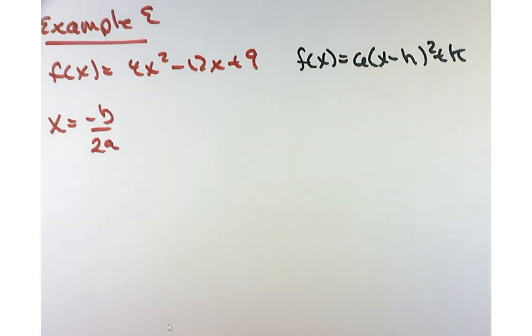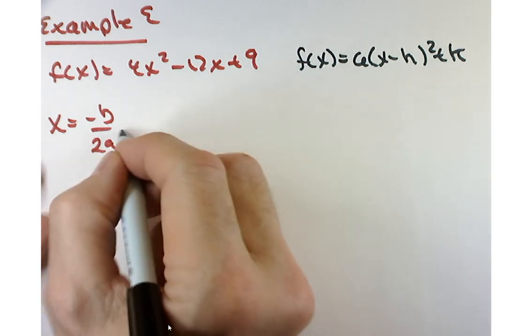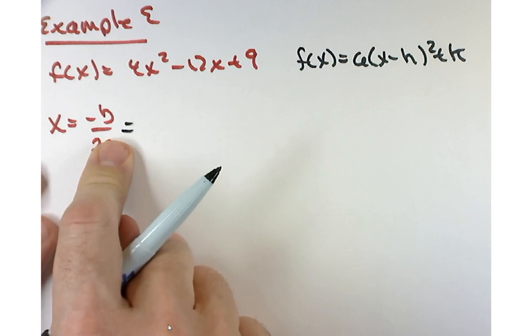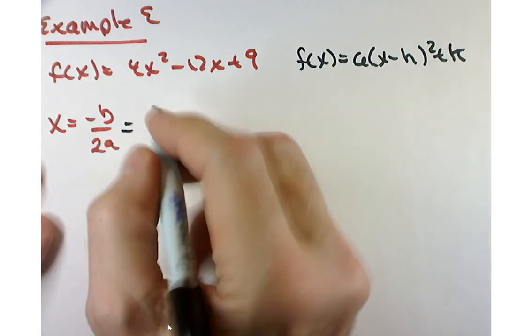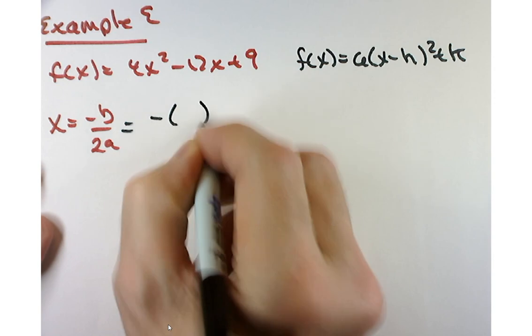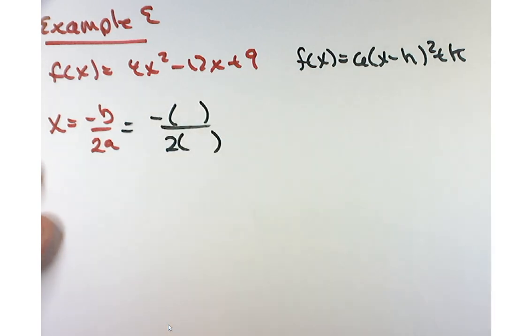But one way or another, you've got to find the coordinates of the vertex. In this case, it's probably easiest just to do it here. So that'd be negative of something over something.